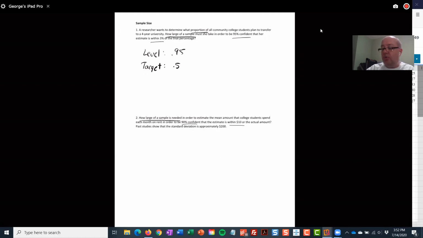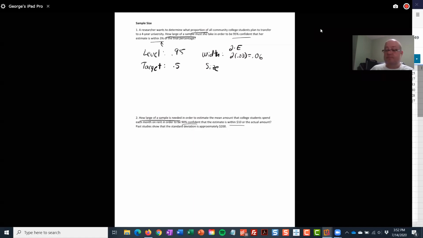We need to know the width of the interval. And the width is 2 times the margin of error. The margin of error is the 3%, 0.03. So 2 times 0.03, that will give us 0.06. And we can use StatCrunch to determine the sample size.